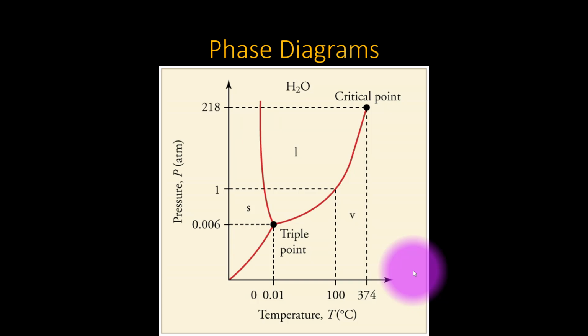Now, as far as what's happening within the graph, the specific phase that exists always depends on the environment. And the two things about the environment that matter most are the pressure and the temperature. Remember, temperature is a measurement of what the average kinetic energy in the molecule is.